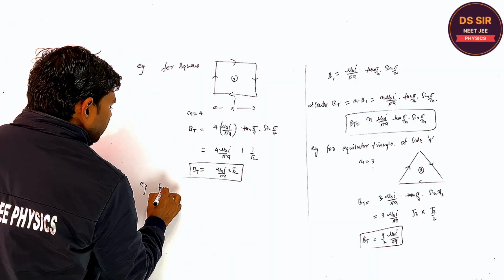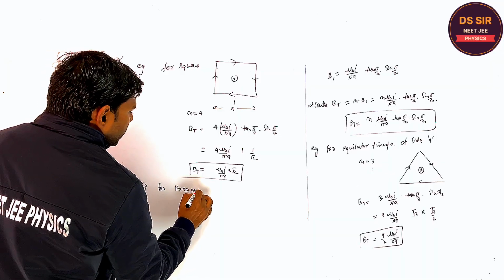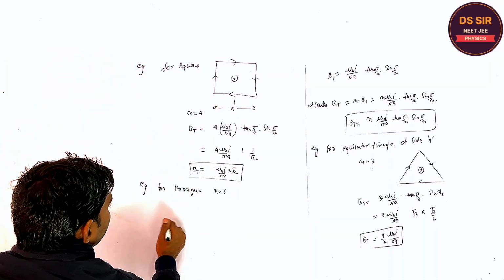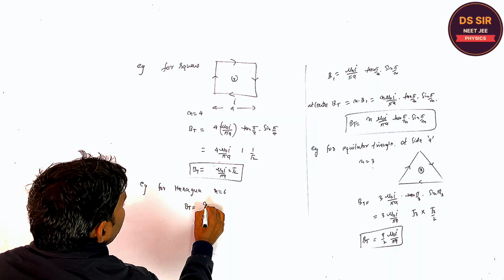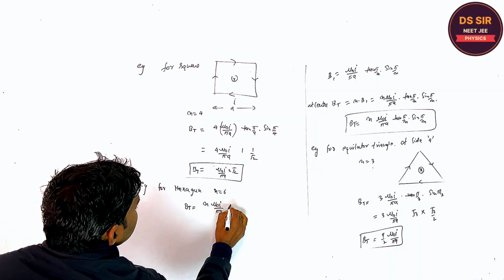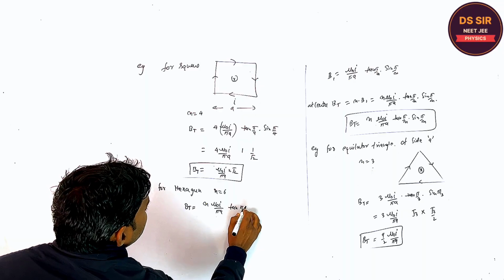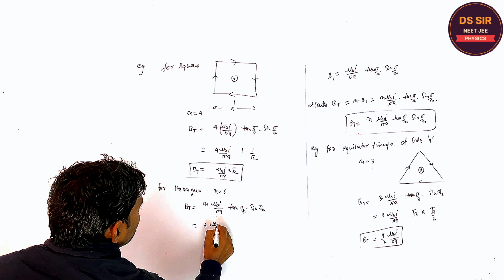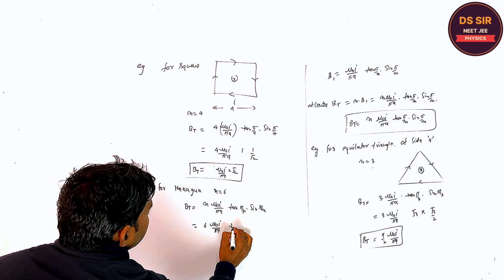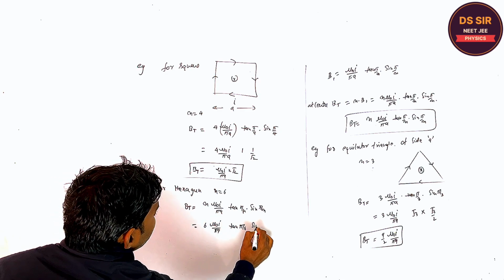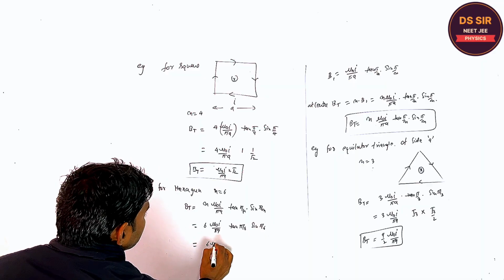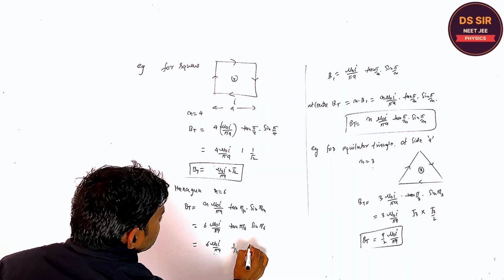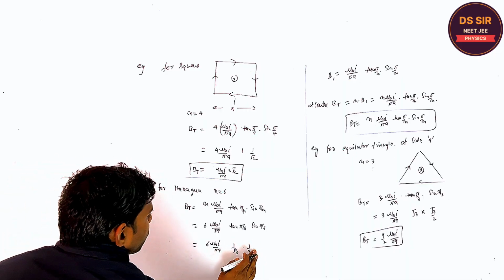For a hexagon, tell me, the value of n is equal to what? 6. And I think you will remember the formula: n mu naught I upon pi a, tan multiplied by sine, right? So 6 mu naught I upon pi a, tan pi by 6 sine pi by 6. Is it clear? Yes. Upon pi a, tan 30 sine 30, 1 by 2.